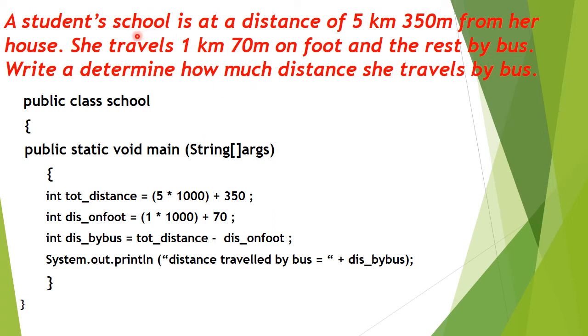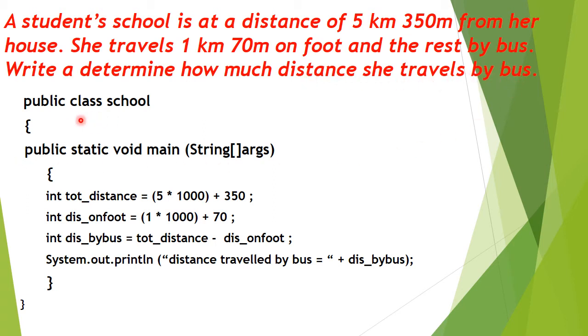This is the total distance from her house to the school, 5 km 350 meter. And now she started traveling from her home to school. So she travels 1 km 70 meter on foot and the rest by bus. Now we have to find out how much distance she covered by bus.